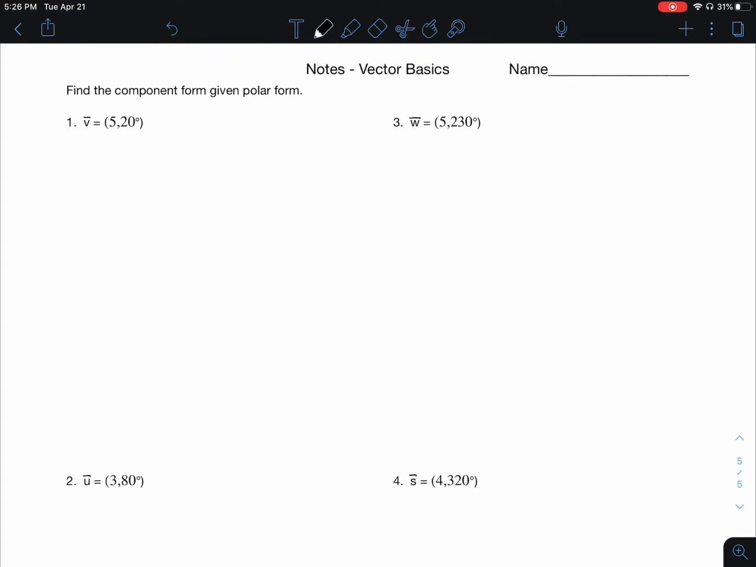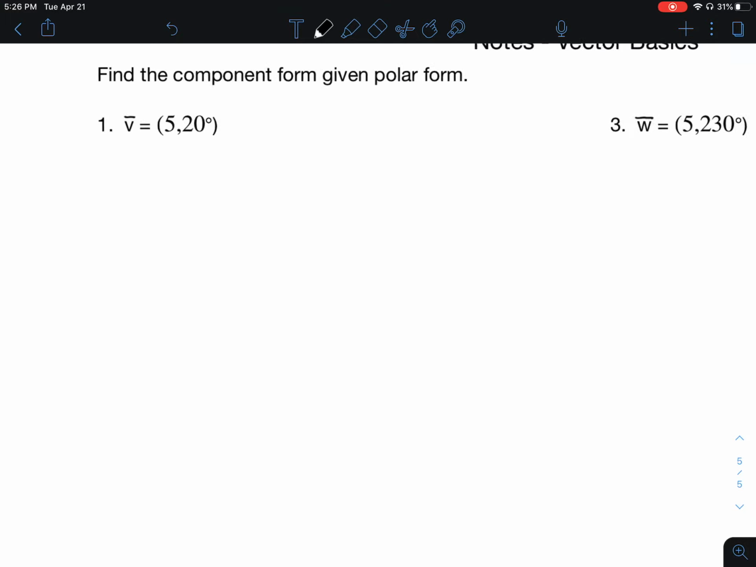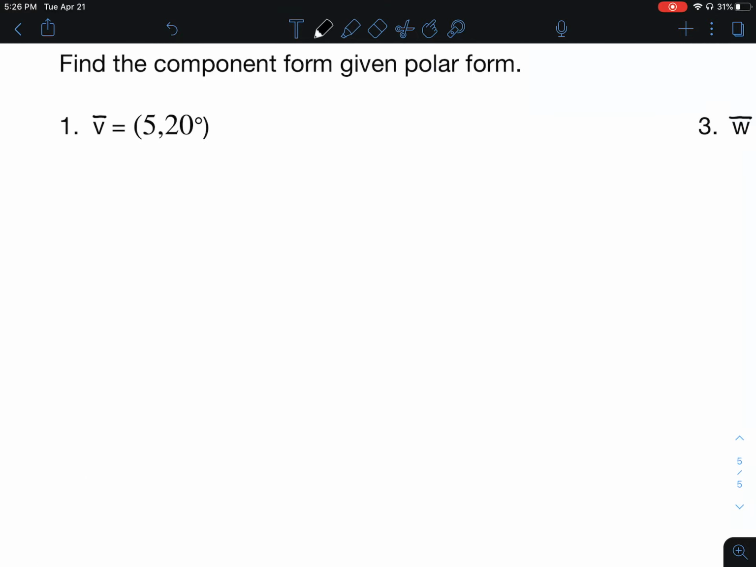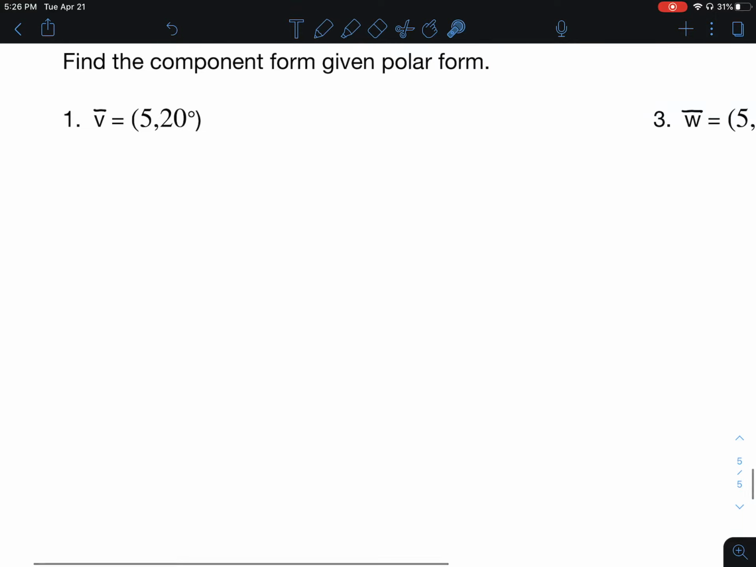Section 5 of our vector notes, we are going to take the polar form of this vector and convert it to component form. We did this before, but before we had special right triangles every time, and this time we will not have special right triangles. So first of all, this is going to be in quadrant 1, it's 20 degrees, and the length of our vector is 5. So it might look something like this.